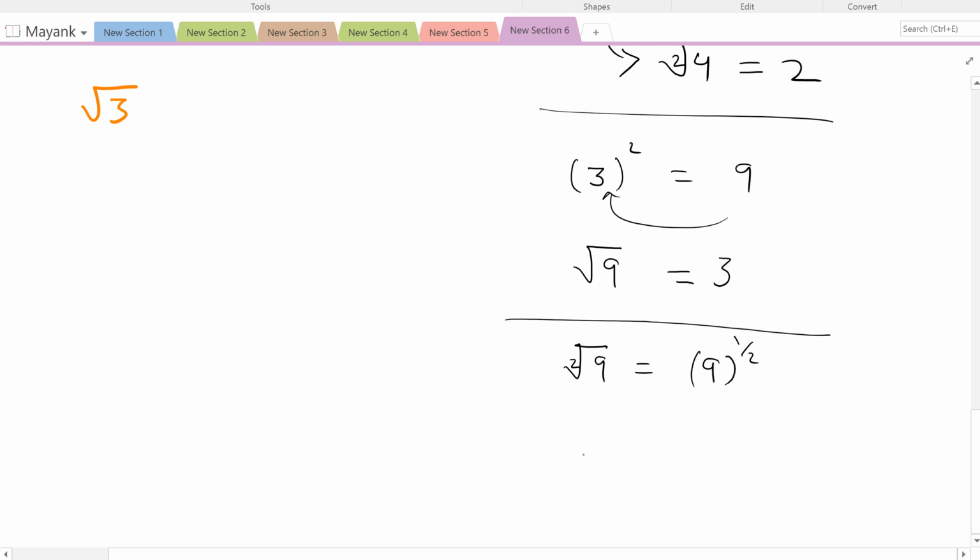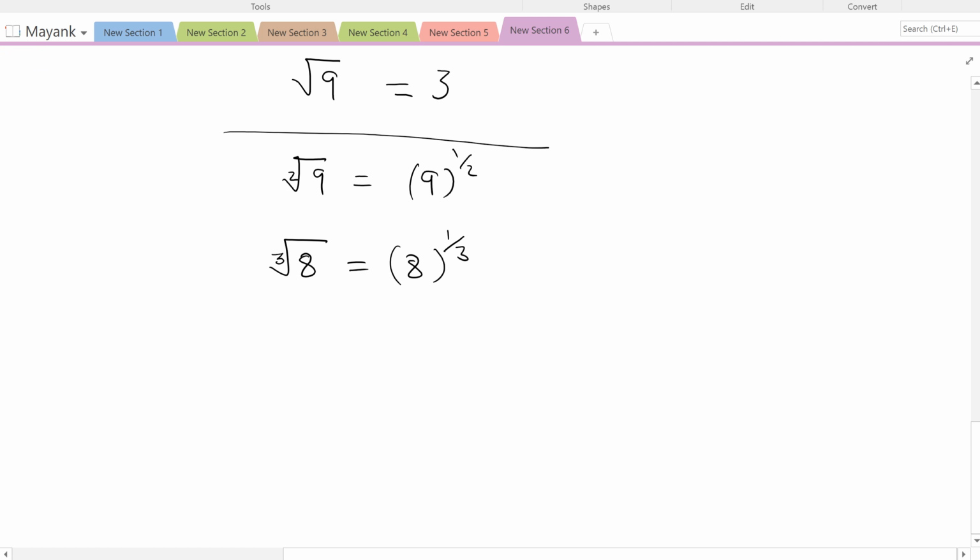One more example. Cube root of 8 means 8 powered by 1 over whatever is there as a third. This number is 3, tiny 3. So write 1 over 3. So that's a conversion of radical to exponent. And you can simplify this thing as well. Let me show you how we simplify that.